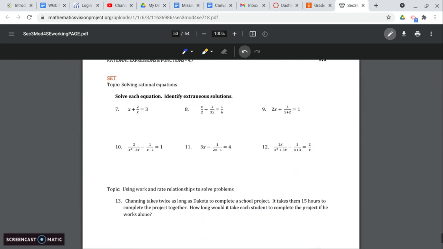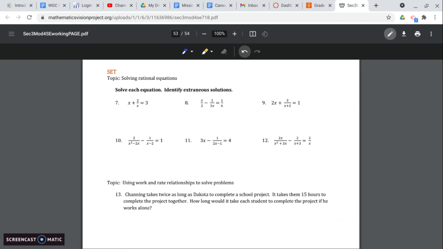All right, oops, too far. The next section is looking at solving each equation and identifying the extraneous solutions. So this is where we have to get those common denominators. So here we have denominators of 1. So we need to multiply both of these by x. So we have x squared plus 2 equals 3x.